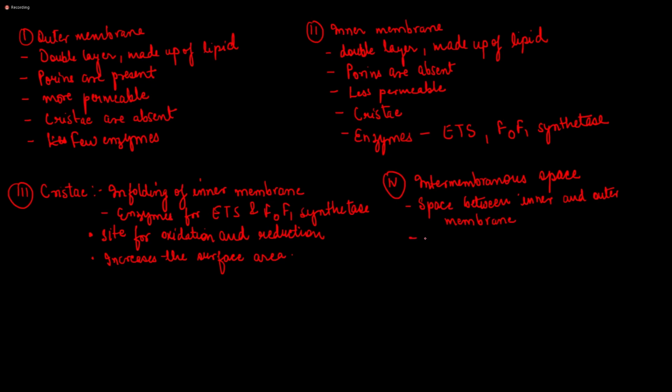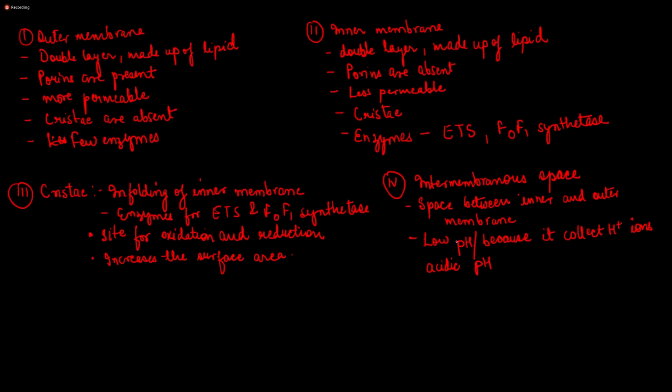We have one chapter on oxidative phosphorylation where you will see how ATP production and ETS work. But for now, just remember that the intermembranous space has low pH because it collects H plus ions. It has a lot of H plus ions, and because of these hydrogen ions, the intermembranous space has low pH, or you can say acidic pH. Okay.